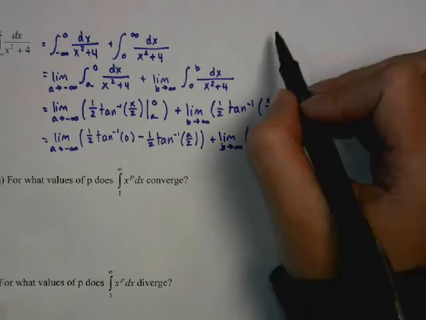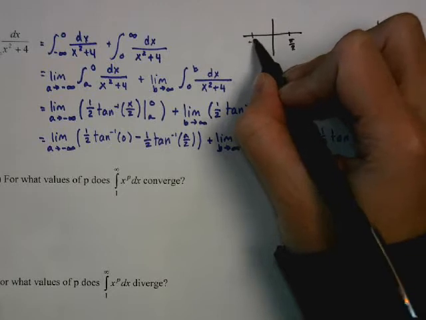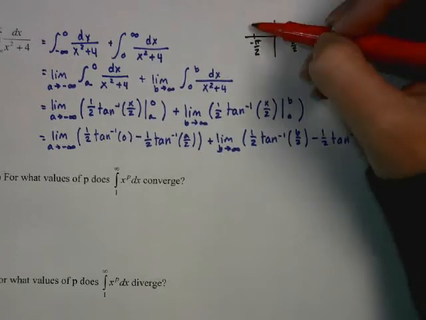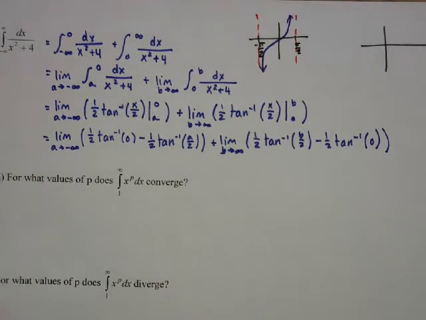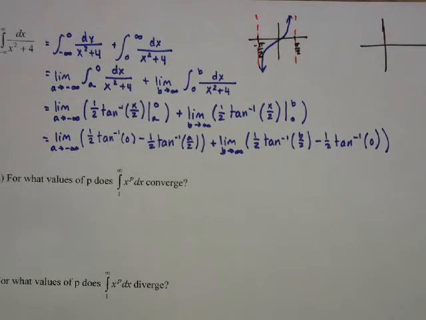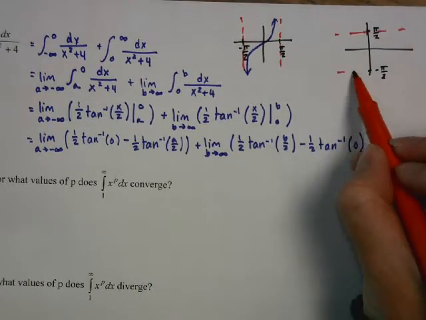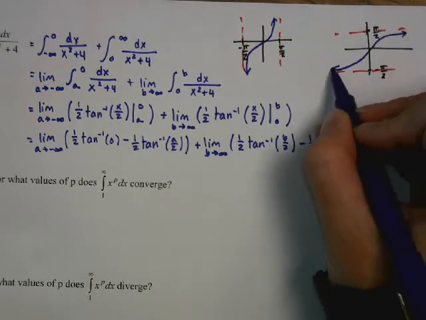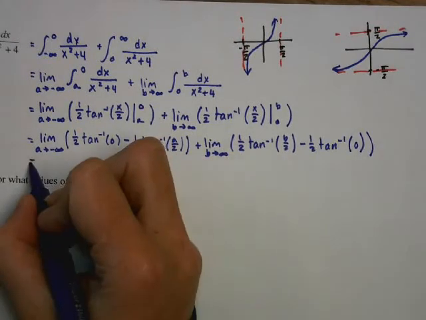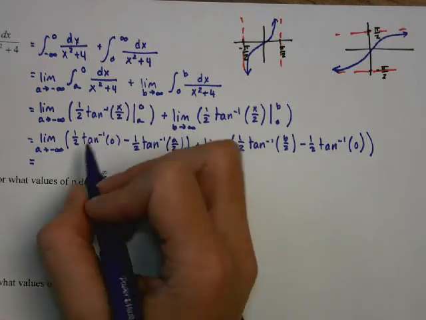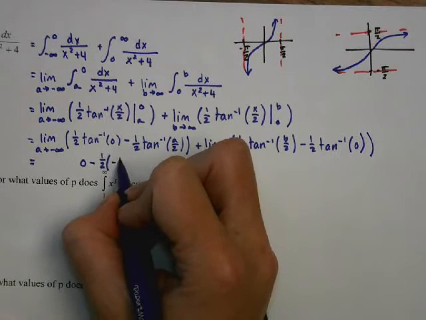If we graph tangent inverse, actually let me graph tangent first and then we'll graph tangent inverse. So tangent, remember, is undefined at pi over 2 and negative pi over 2 because it's sine over cosine and cosine is undefined there. So the graph of tangent is asymptotic. It approaches those two values. Inverse tangent then looks like this. So as we go to infinity, it does approach a specific value, pi over 2 at infinity and negative pi over 2 at negative infinity. So as we go to infinity, negative infinity, this is going to be 0. This, as we go to negative infinity, is going to be negative pi over 2.